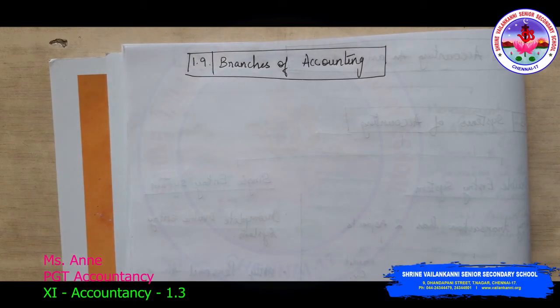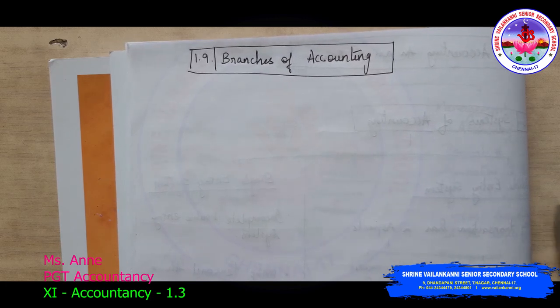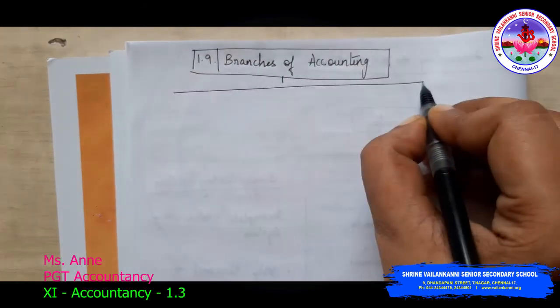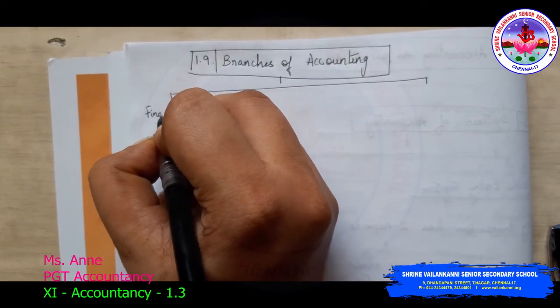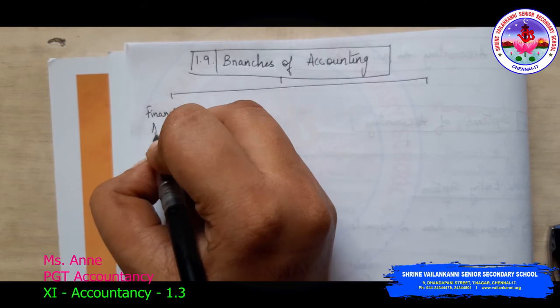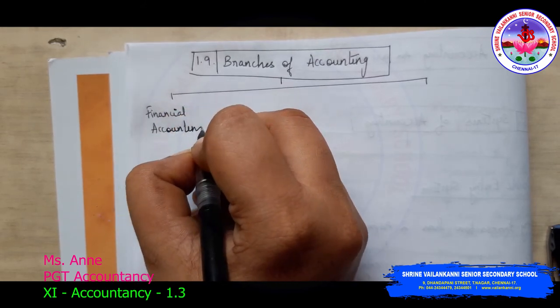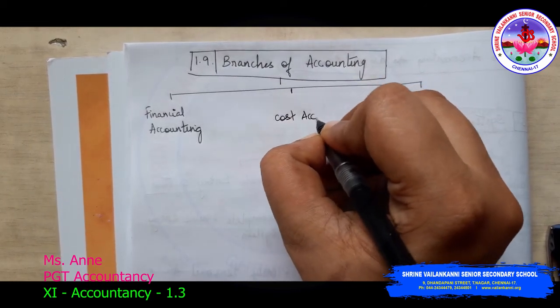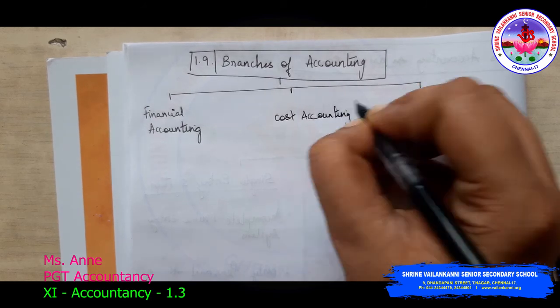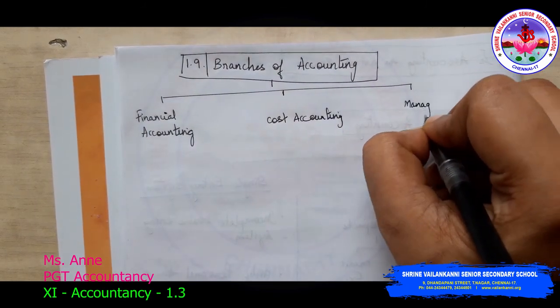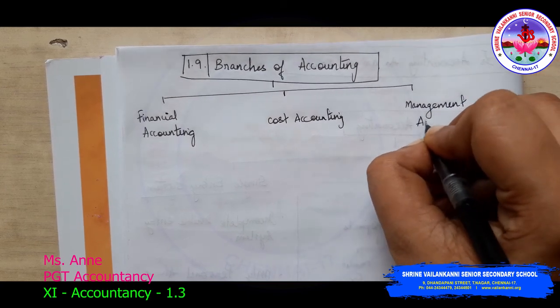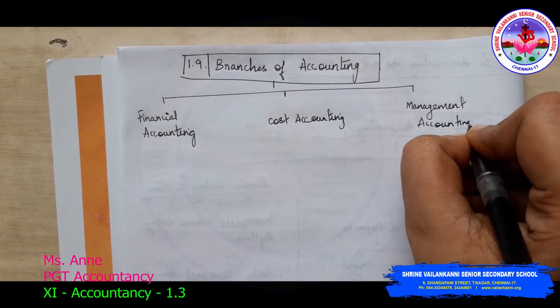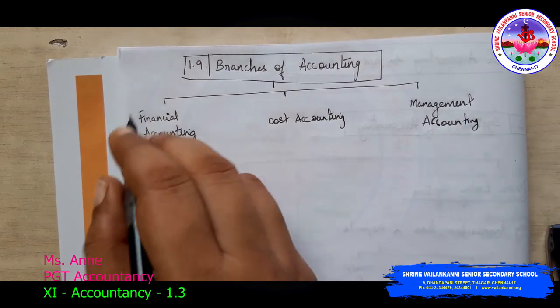This session we are going to discuss the branches of accounting. So there are basically three branches of accounting. One is the financial accounting. The second one is cost accounting. The third one is management accounting. Now we are learning only the financial accounting.